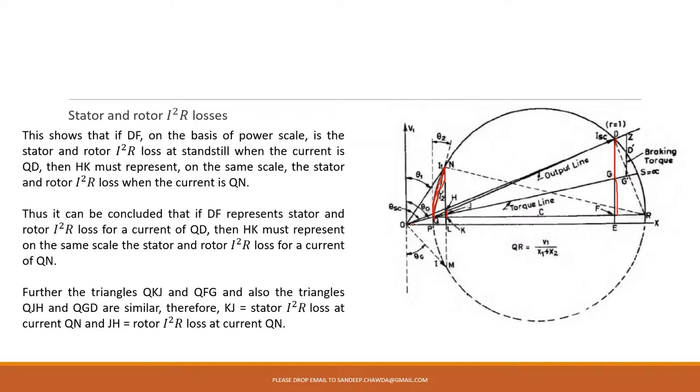So you could see that you can represent stator I square R loss, rotor I square R loss, rotor current, magnetizing current, core loss, power factor angle, and short circuit condition current. A number of things can be obtained from the circle diagram. That's why we said it gives you a panoramic view, and the induction motor operation characteristics can be obtained from the circle diagram at a glance. Still many things remain. We'll continue.